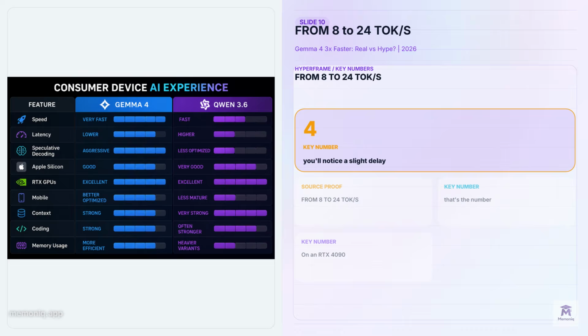Here's the key insight: the MTP speedup shifts what's usable down the hardware stack. A 31B model on a 4090 used to be borderline. Now it's comfortable. A 3090 used to be too slow for 31B. Now it's viable. That's the real story, not the number itself, but what it unlocks.